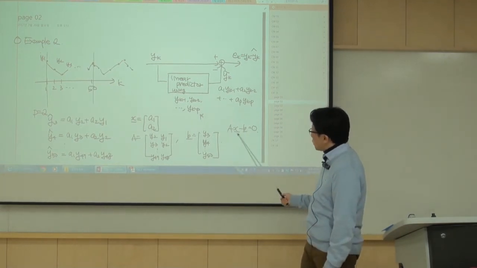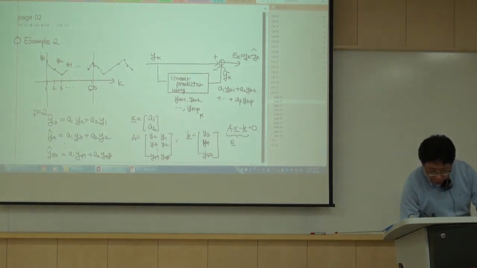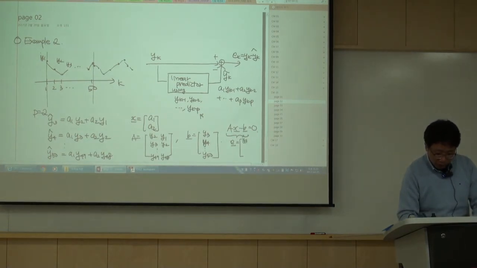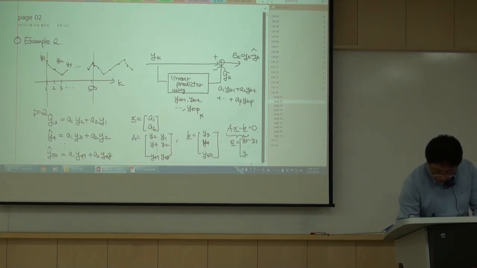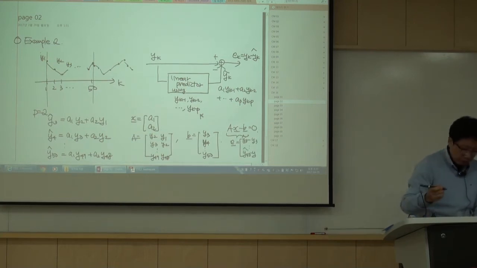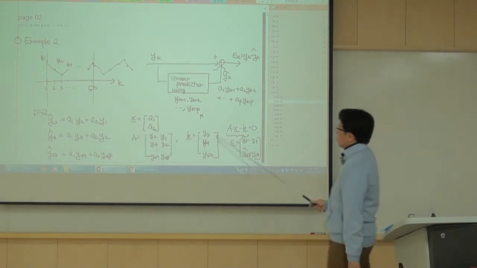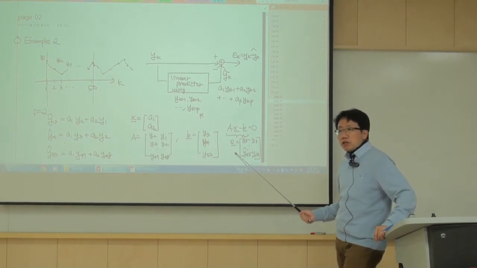Because what is this? This is simply the error vector: y3 hat minus y3, up to y50 hat minus y50. Am I right? Got it? So the least squares problem in this case exactly becomes the minimization of the prediction error.